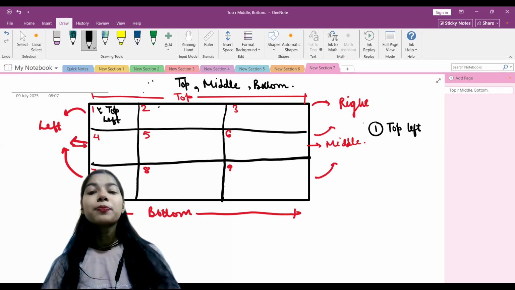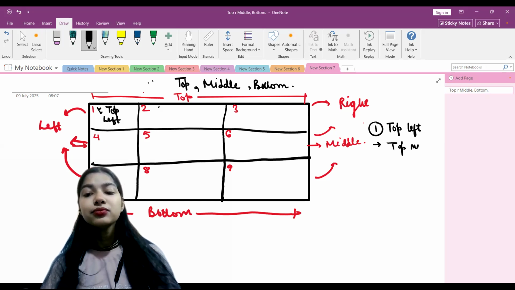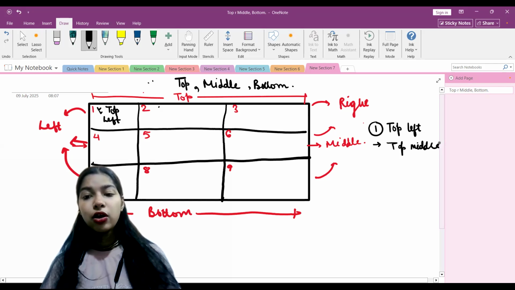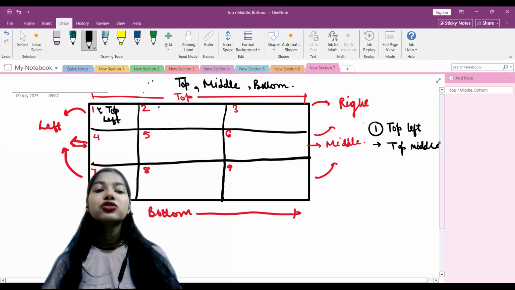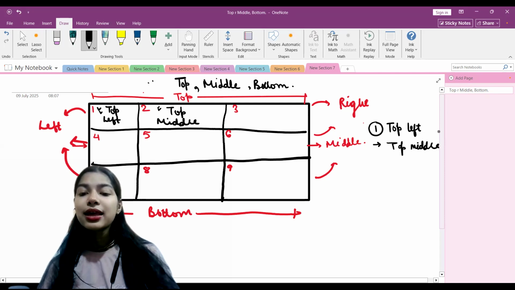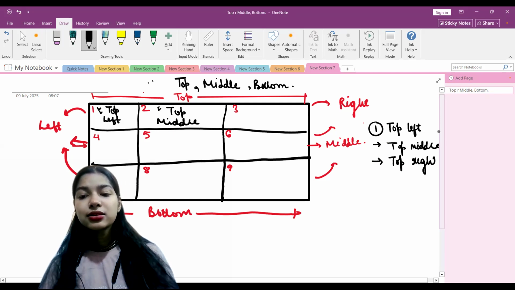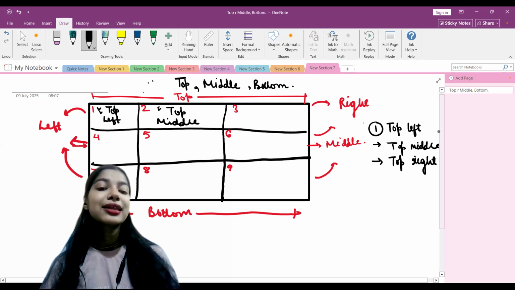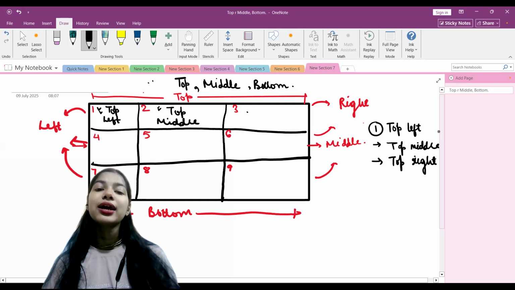If under the top column, the next one that comes is top middle. So this is again the top column and the middle is number 2. So I am going to name this top middle. Okay. Now what comes next is top right. Number 3 is again in the top column and this is our right hand side. This is our top right box.